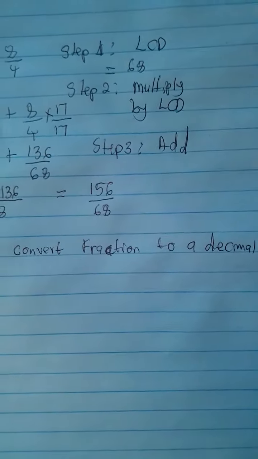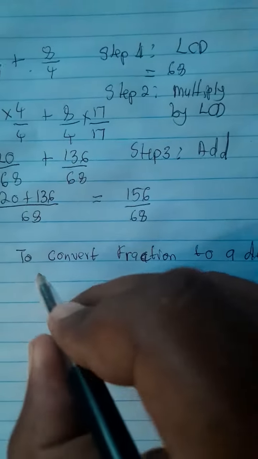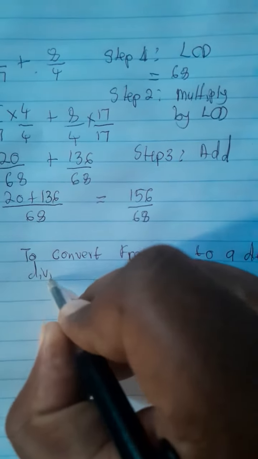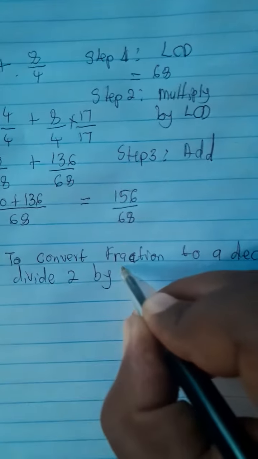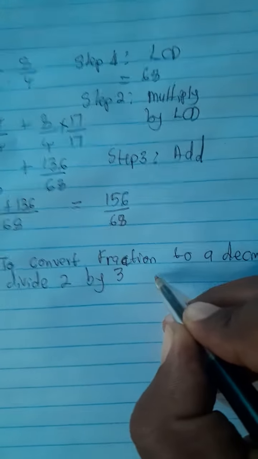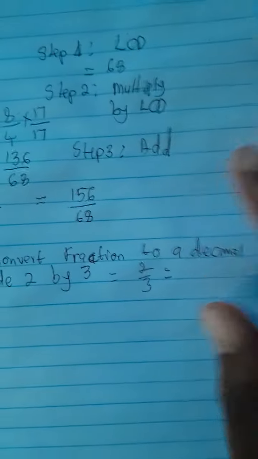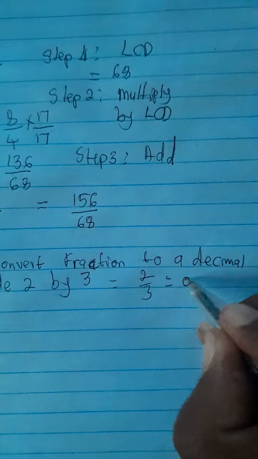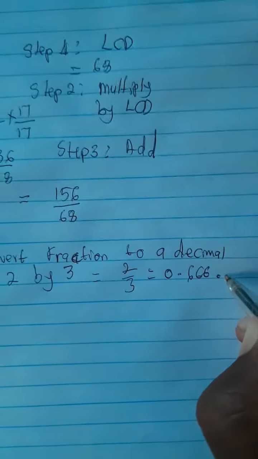To make that happen, remember we are going to divide 2 by 3. In other words, this is the same as 2 all over 3, which will give us, in decimals, if we convert this fraction to decimals, 0.666 and so on. That's how we can do it, right?